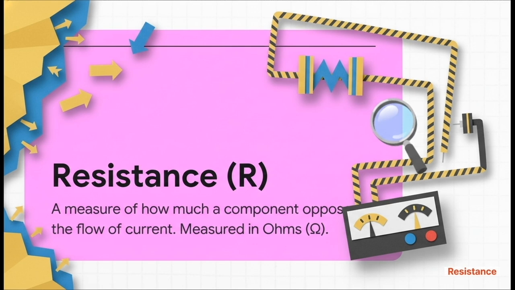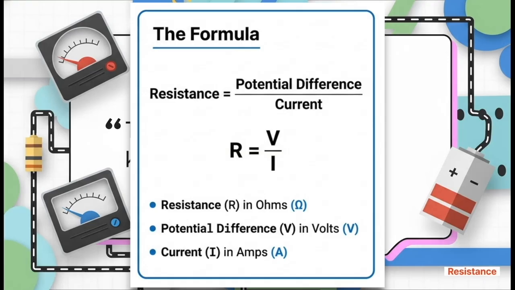And finally, the star of our show, resistance, or R. This is simply a way of measuring how much a component gets in the way of the current. You know, high resistance means it's a real struggle for the charge to get through. Low resistance means it's an easy ride. Now, listen up, because this is absolutely critical. This equation, R equals V divided by I, connects everything we just talked about. And here's the kicker. It is not on your equation sheet in the exam. You have got to know this one by heart. Resistance is potential difference divided by current. Say it again. You're going to use it for every single calculation in this practical.